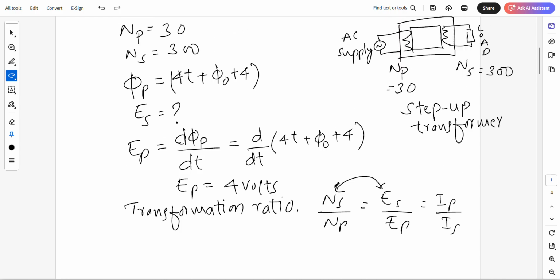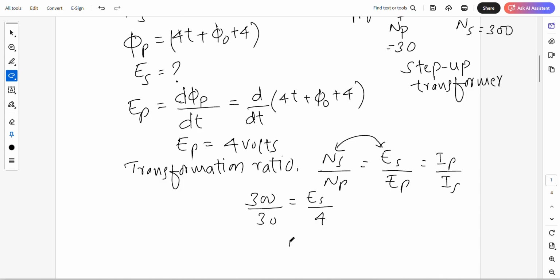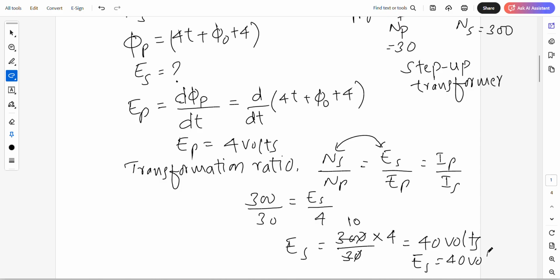How much is NS by NP? NS by NP is 300 by 30. That is equal to ES, which we do not know, by EP, which is 4 as we got. Understood? Therefore, ES is equal to 300 divided by 30 into 4. Zero, zero cancel. This is 10 times 4, equal to 40 volts. How much is ES? 40 volts. Hope you have understood this.